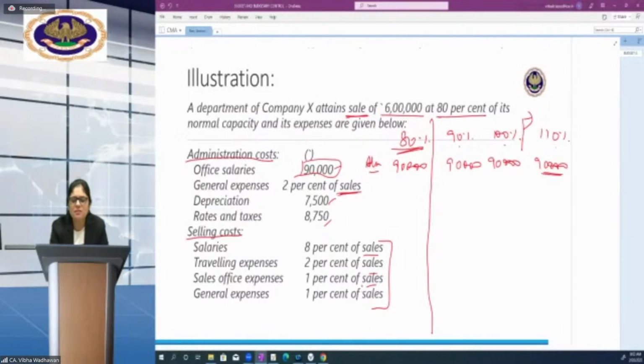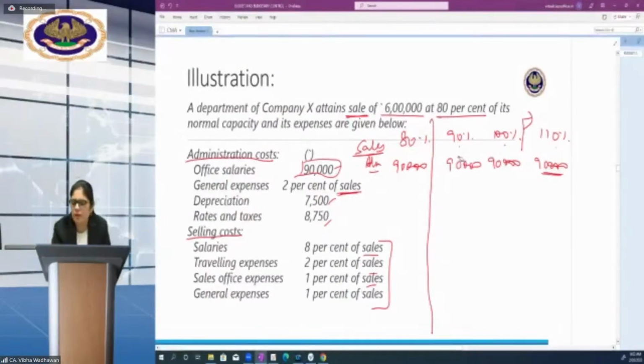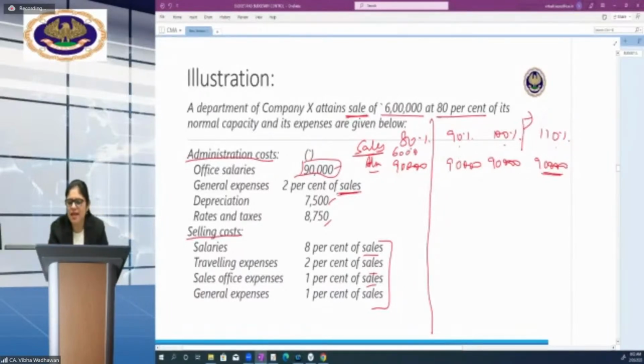Now, general expense is 2% of sales. So first of all, you have to find out the sales. The first step, the sales. At 80% capacity, the sales are 6 lakh. Can you find out the sales at 90% and 100%? Yes, first we have to take sales. So give me the sales for 90%, 100%, and 110%.